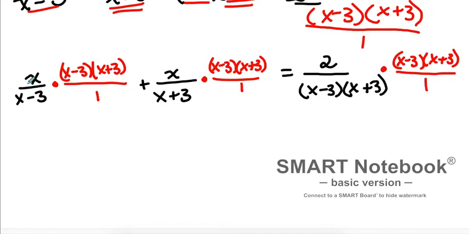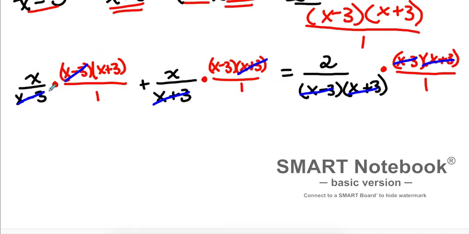Okay, now watch what happens here. The x minus 3 will cancel with the x minus 3 in the first piece. In the second piece, the x plus 3 will cancel with the x plus 3 on top. And in the third piece, everything on the bottom cancels. All right, so hopefully you see where I'm going with this. So let's see what happens here.